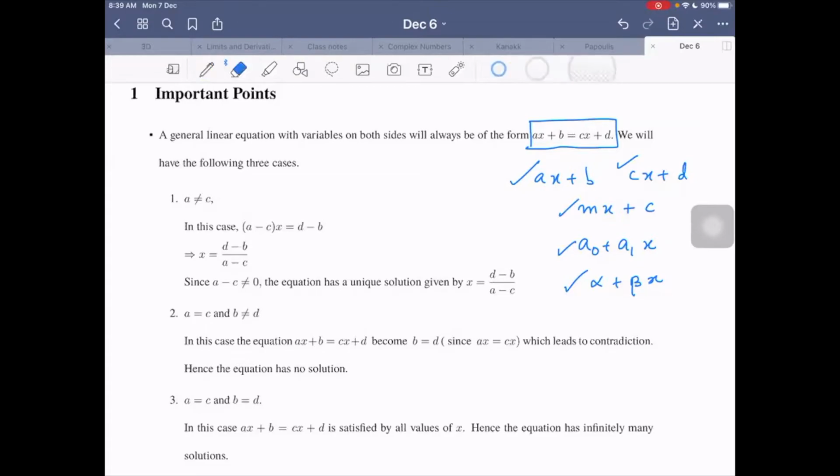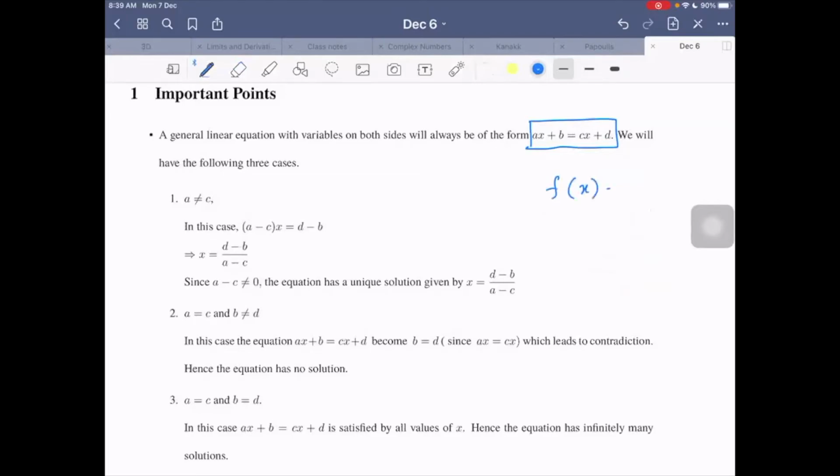And a linear function will look like this, say f of x is equal to ax plus b. You basically feed x to the function and it will give you ax plus b. It basically has an input, and the output will be a linear expression in x. So that's the idea about linear functions. We'll come to that soon.